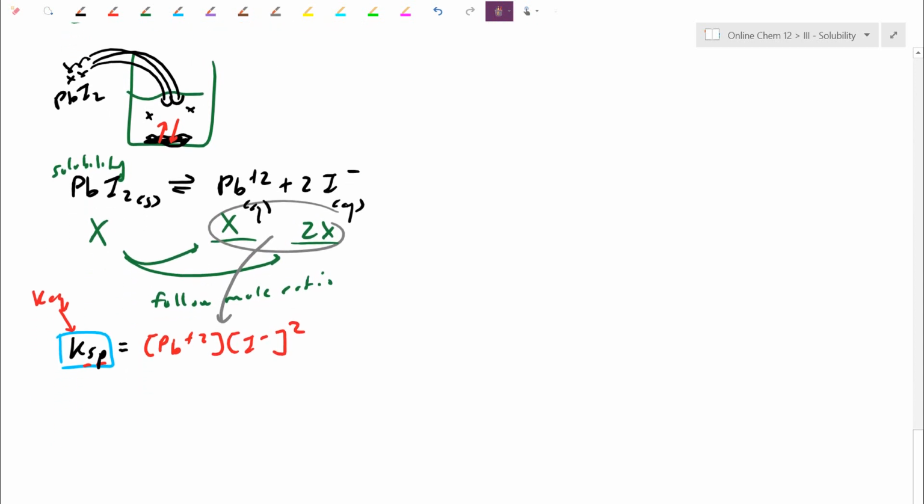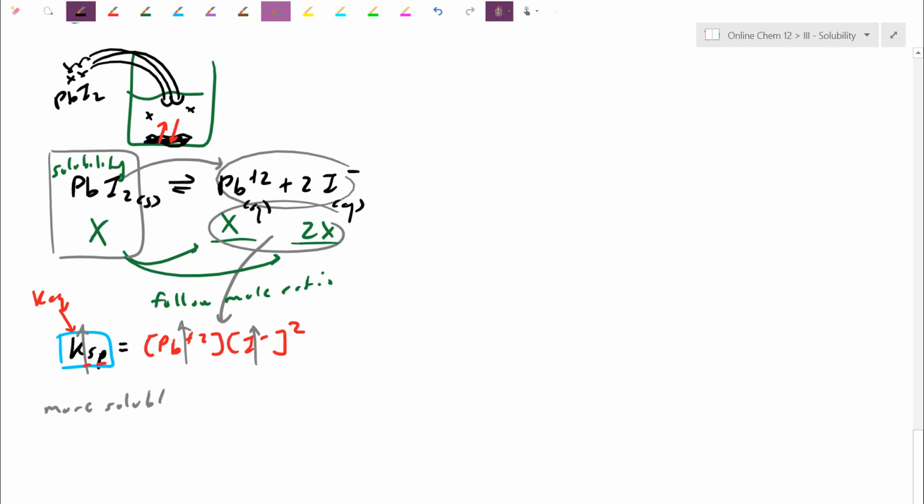Although there is a correlation here, if something is very soluble, if something dissolves very well, that's going to generate a lot of ions. If I have a lot of ions, my ion concentration will be really high. If I have relatively big numbers and I square them and multiply them here, I get a relatively high KSP. So just as a general conclusion, a more soluble salt, I'm just going to say usually, has a bigger KSP. So those are proportional. The smaller the KSP, typically the less soluble it is.